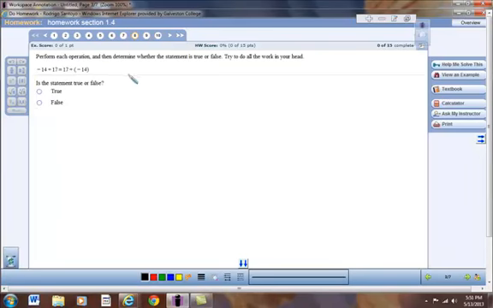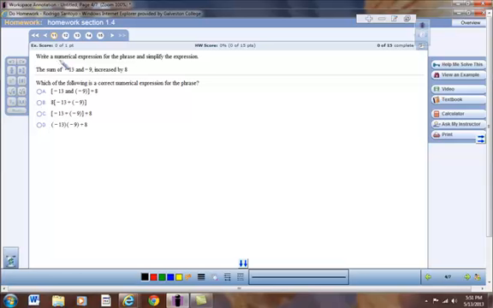Here they want us to perform the operations and determine if it's true or false. So we have negative 14 plus 17. The question is, does that equal 17 plus negative 14? And you're going to notice that it sure does. You end up seeing that they both end up equaling each other.